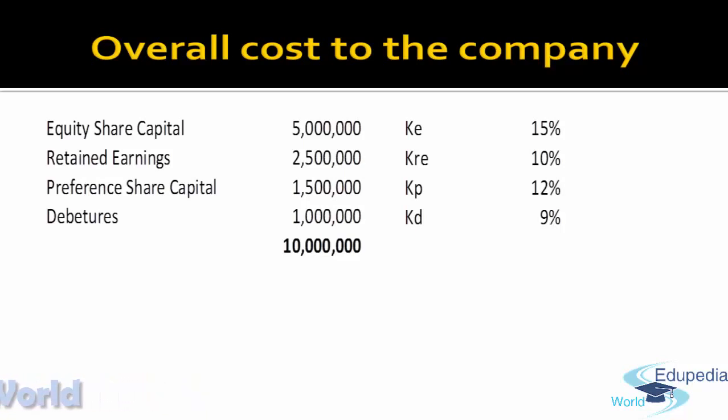This is because for issuing shares, there is some flotation cost which the company has to bear. So for KE, in the denominator there is net of flotation cost, that is, net proceeds. So KE is an expensive source of finance as compared to retained earnings, and that's why KE is more than KRE. Moving further, let's say preference share is 12% and cost of debt is 9%.